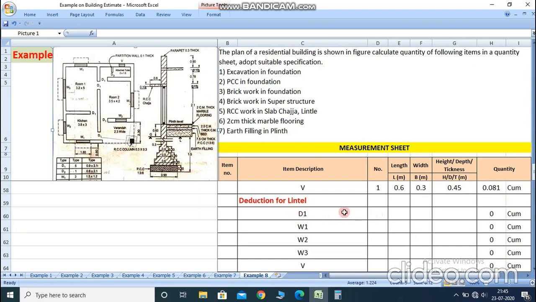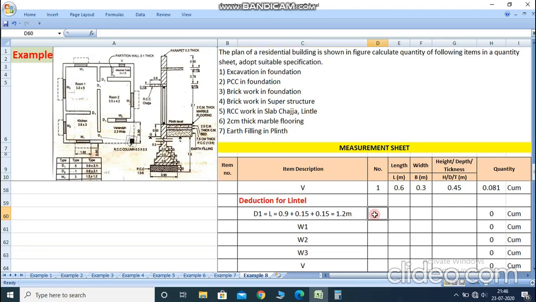So for door D1, lintel length L is equal to 0.9 meter door length, plus 0.15 left side plus 0.15 right side. So the total length is 1.2 meter. So 1.2 meter is the total length of the lintel for door 1.